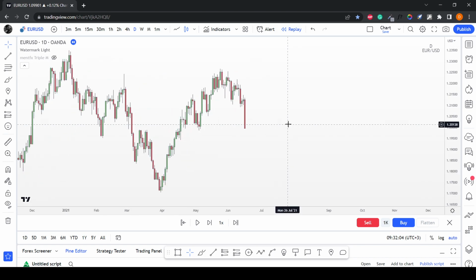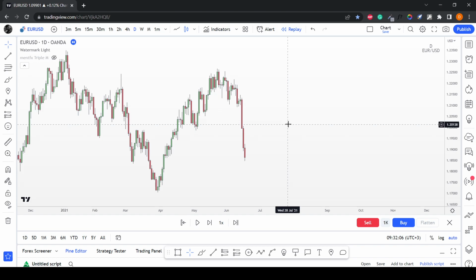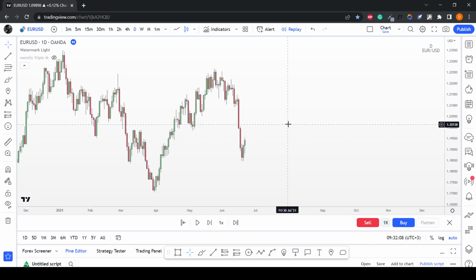So I will not do it now just to save some time, but basically what you want to do is journal your daily chart and your entry chart, which for this backtesting is 1 hour, or even more screenshots and notes and so on.